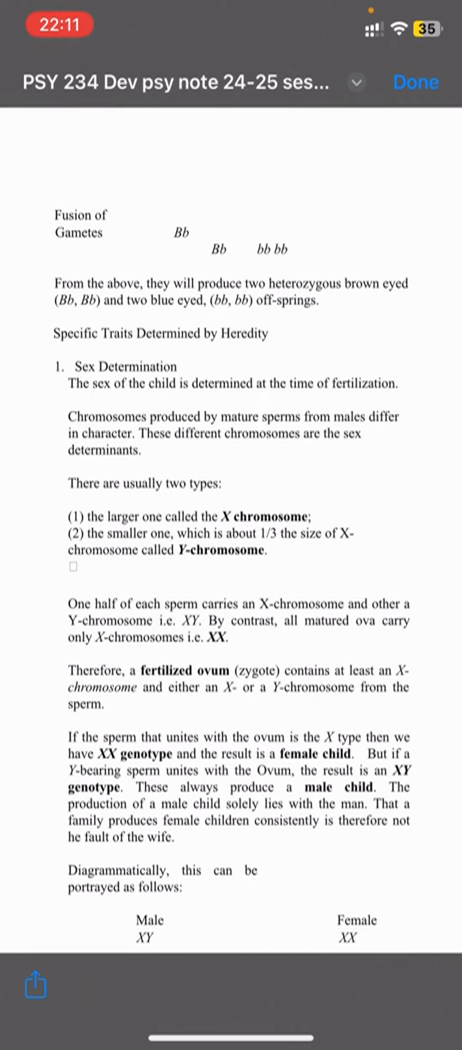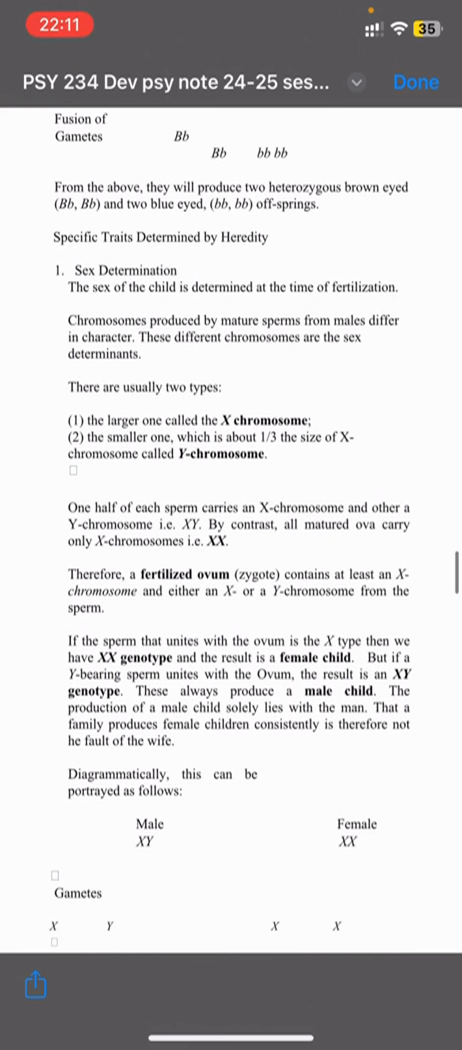So, sex determination. The sex of the child is determined at the time of fertilization. Now, chromosomes produced by mature sperm cells from males differ in character. These different chromosomes are the sex determinants. There are usually two types. The larger one is the X chromosome, and the smaller one, which is about 1/3 of the size of the X chromosome, you can write that down, is called the Y chromosome. Now, that's serious. So, basically, you should already know this. Every woman has XX, and every man has XY.